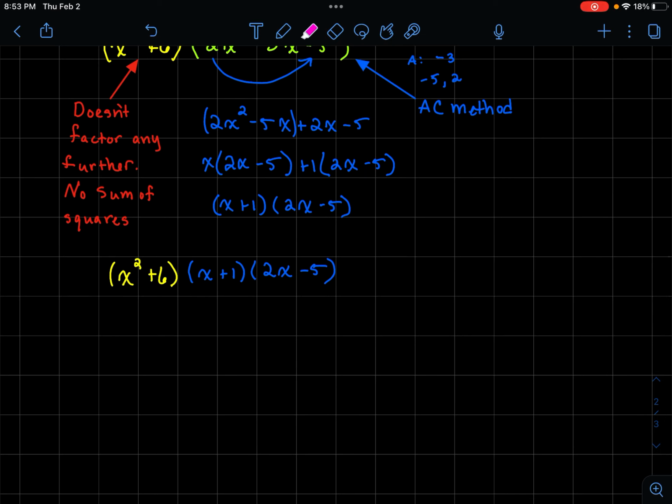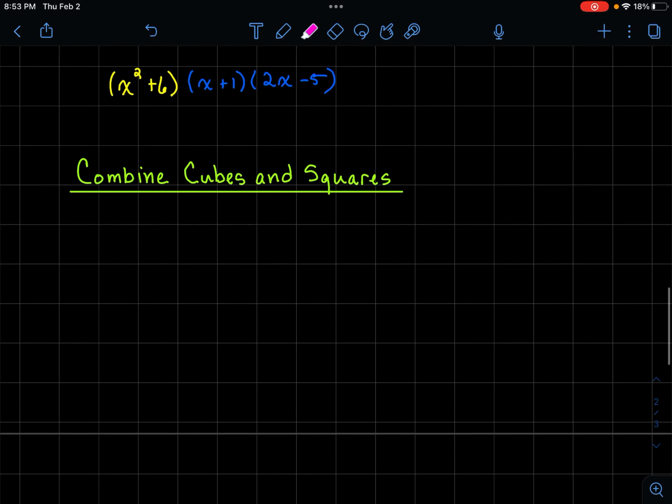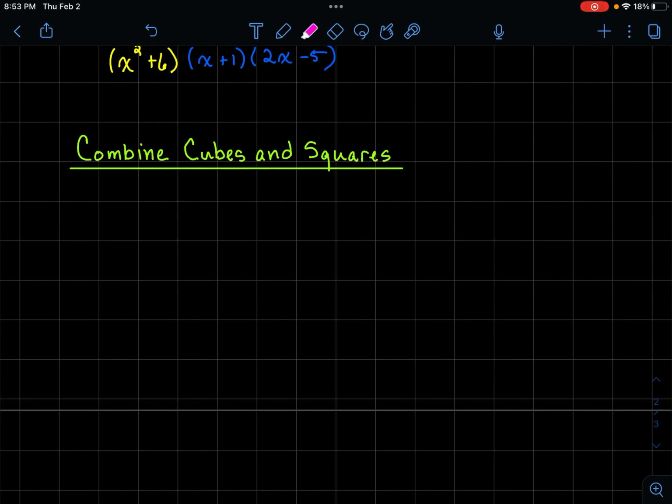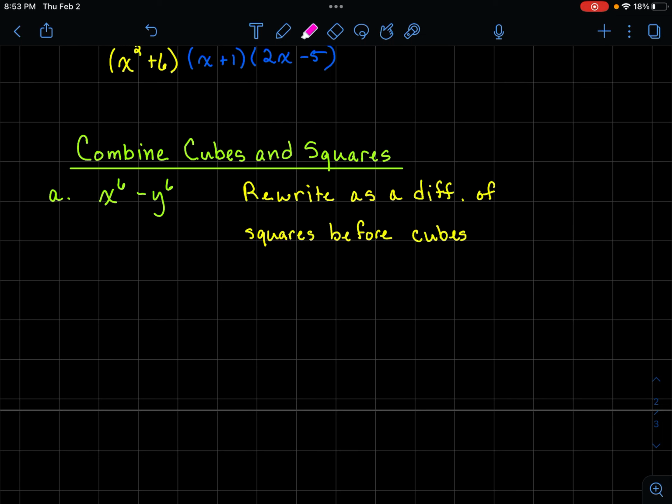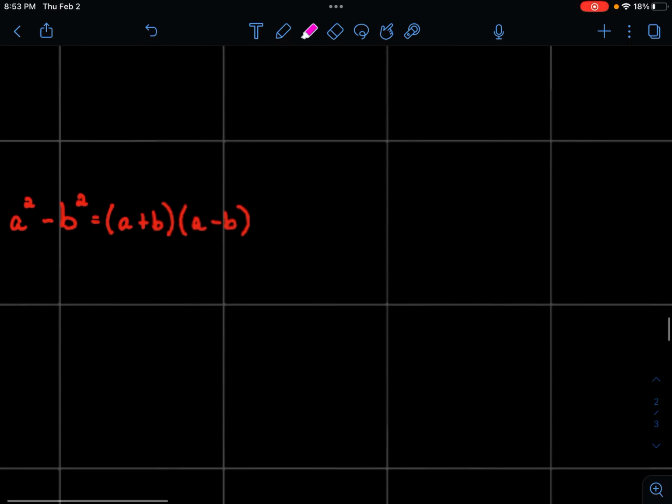All right, so we did some grouping with some AC method and some difference of squares in there. What if we do a combination of cubes and squares? For the given example here, x to the 6th minus y to the 6th. The hint that I will give you here is that anytime you have a difference, let's rewrite it as a difference of squares before we revert to the difference of cubes.